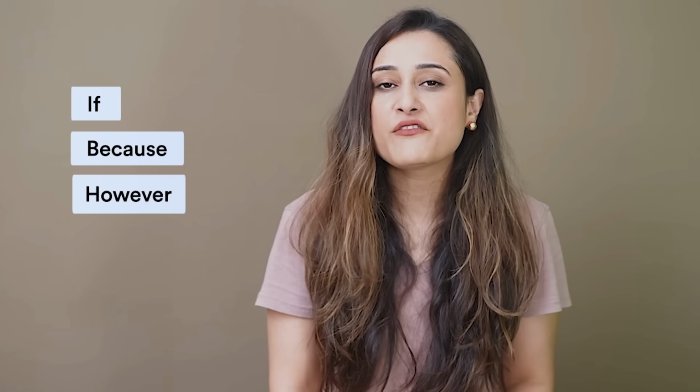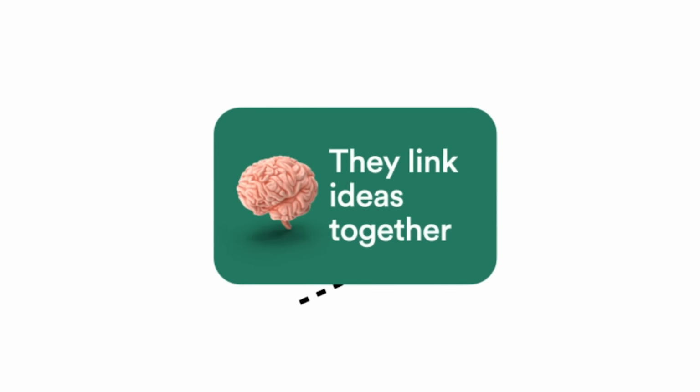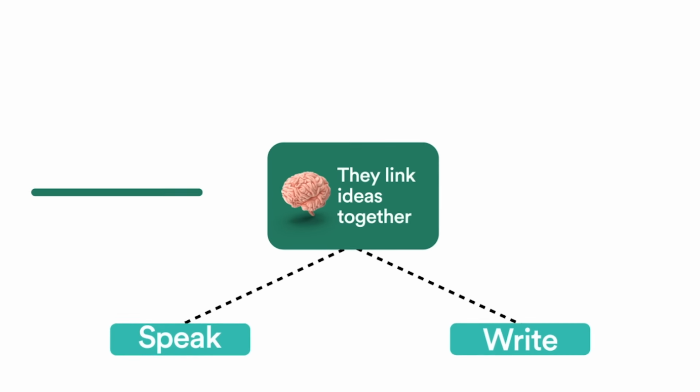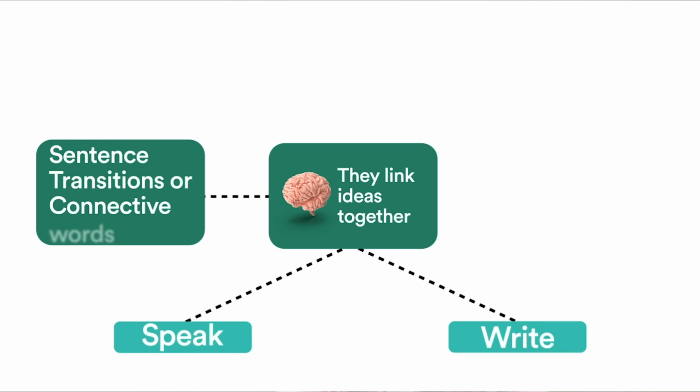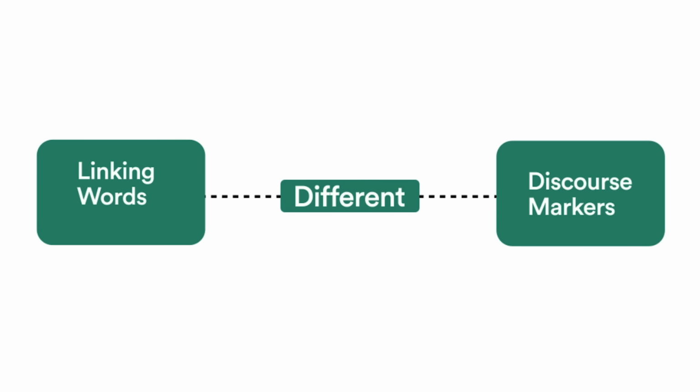Words like if, because, however, these are called linking words. They link ideas together as you speak and you write. Also called sentence transitions or connective words. Or there's this fancy name also, discourse markers. However, discourse markers is slightly different from linking words. But first, let's understand what linking words are, only then you will be able to understand the difference between these two when the concept is clear.